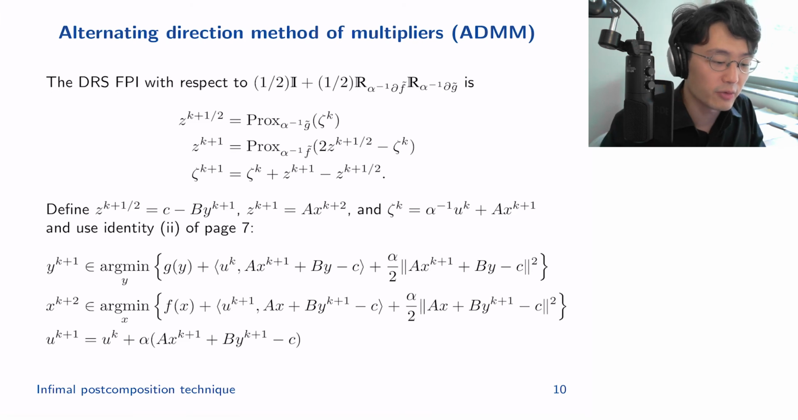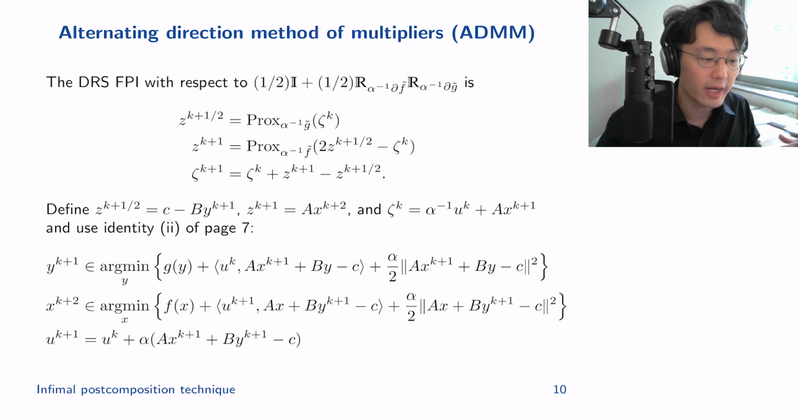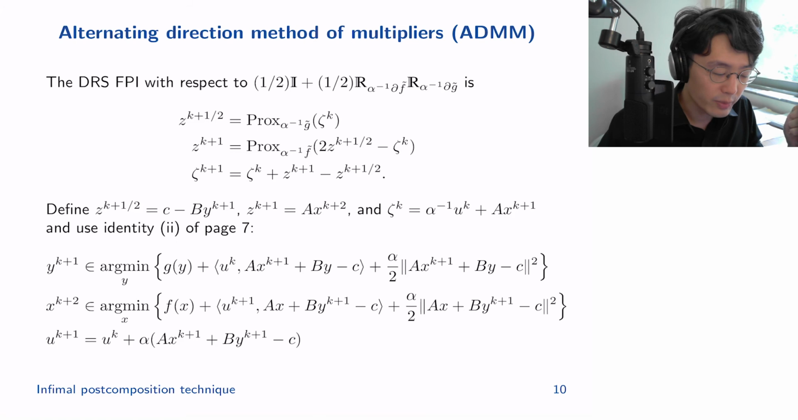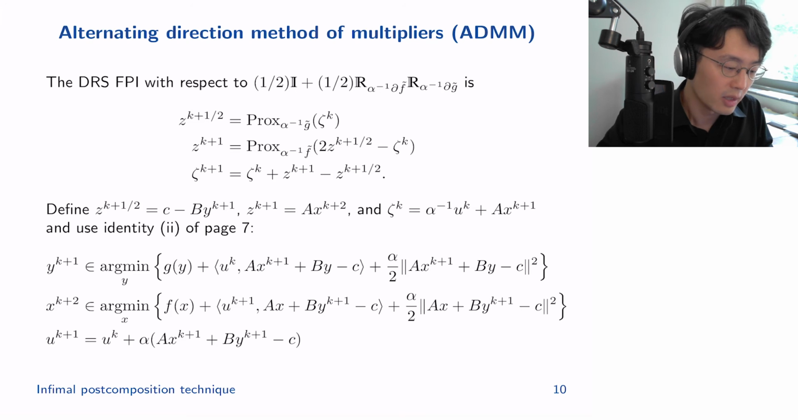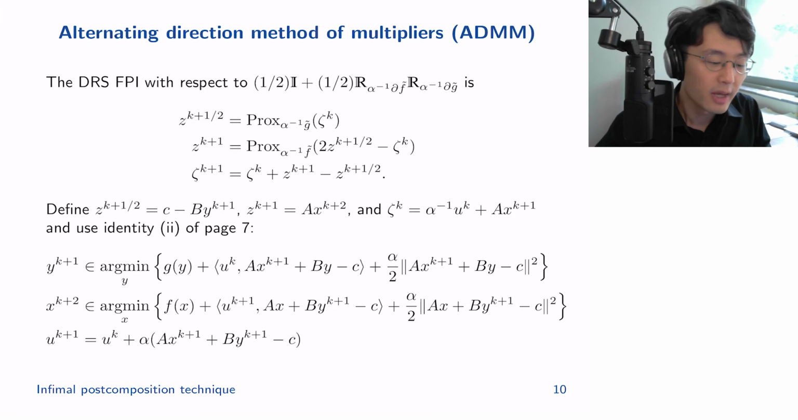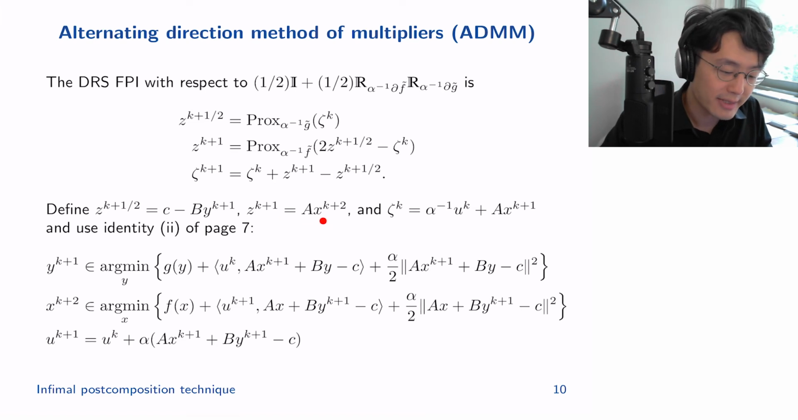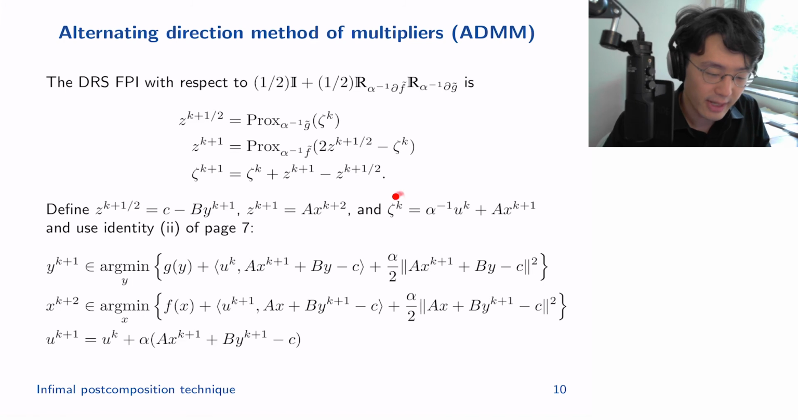But the proximal operators with respect to g tilde and f tilde are not really friendly things, so we want to simplify this iteration into a form that is more easily recognizable. So what we do is we perform a change of variables. So we define z k plus 1/2 to be equal to c minus B y k plus 1. So since z k plus 1/2 is given, we are defining y k plus 1 implicitly in this manner. And then we define z k plus 1 to be equal to A x k plus 2. And we define zeta k to be alpha times 1 over alpha u k plus A x k plus 1.